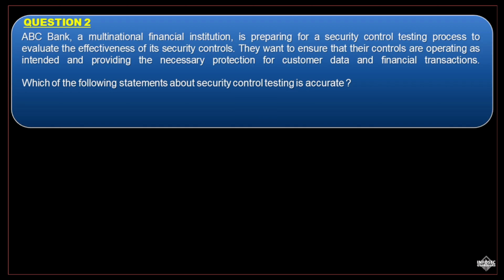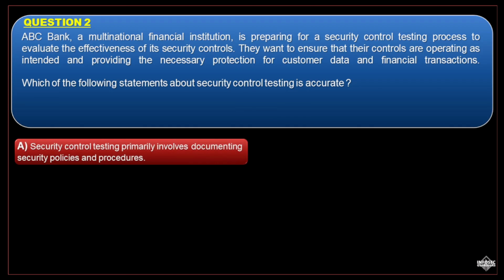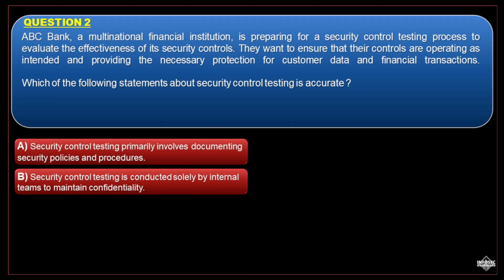Here are the options. Option A. Security control testing primarily involves documenting security policies and procedures. Option B. Security control testing is conducted solely by internal teams to maintain confidentiality.